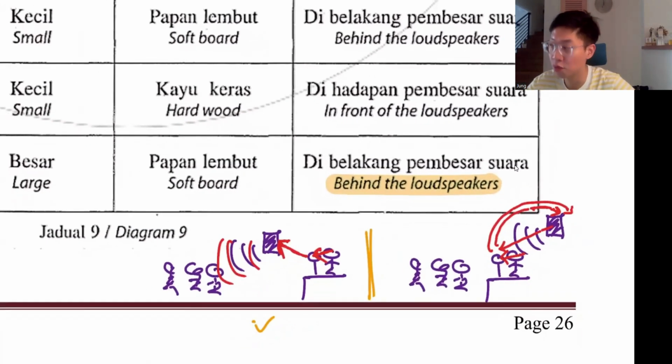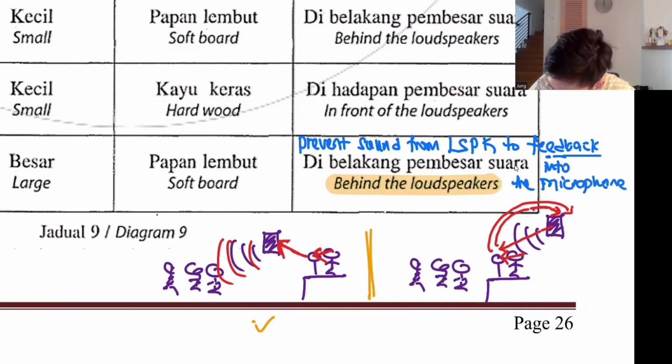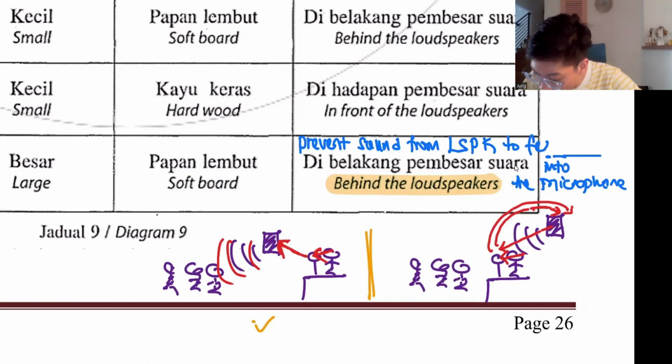Okay, so the answer here that we are looking for is to prevent sound from the loudspeaker from feeding back into the microphone. Feedback is the word that they want. You want to avoid the feedback. Feedback means the sound is re-amplified again. LSPK is loudspeaker. So you will have this like that.